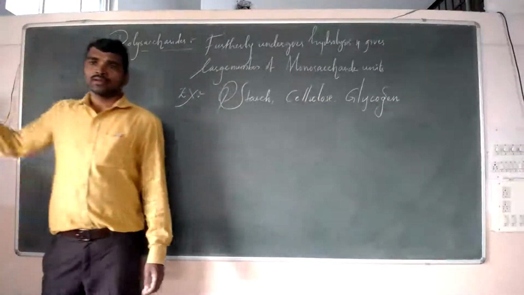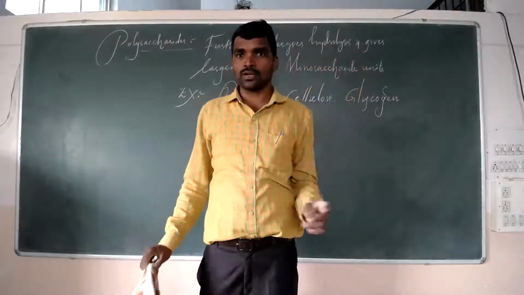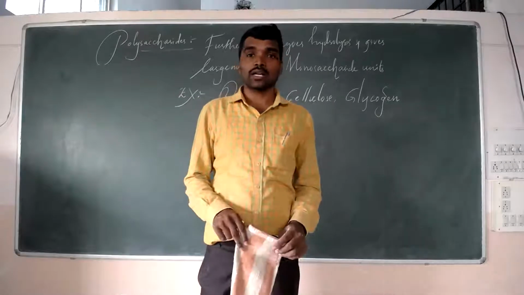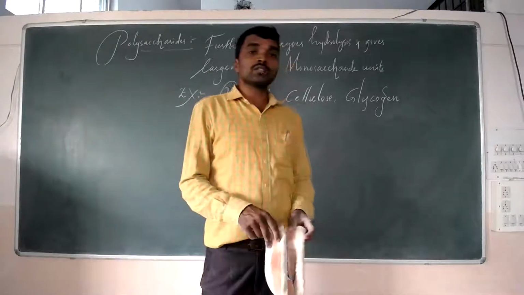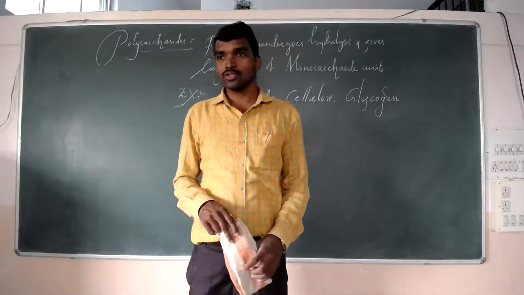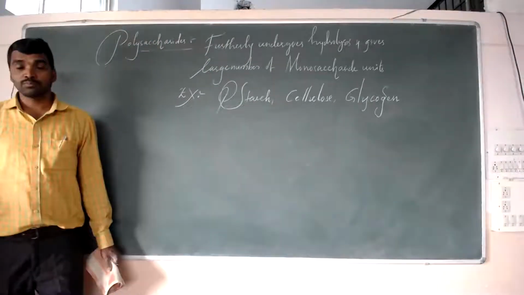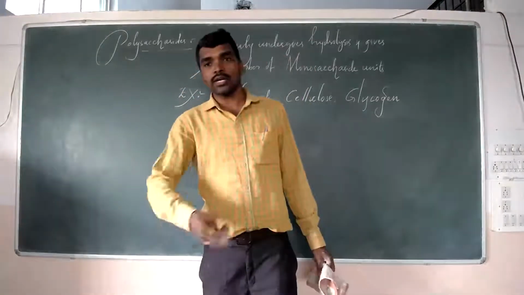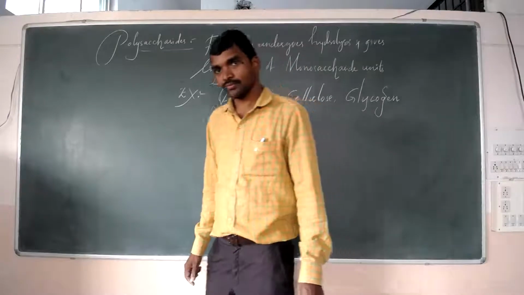And the camel hump also stores some amount of glucose in the form of glycogen. It's a polysaccharide. Whenever the body requires energy, the glycogen undergoes hydrolysis and is converted to glucose, which then gives the energy. Polysaccharide means the saccharide undergoes hydrolysis and gives a large number of monosaccharide units.